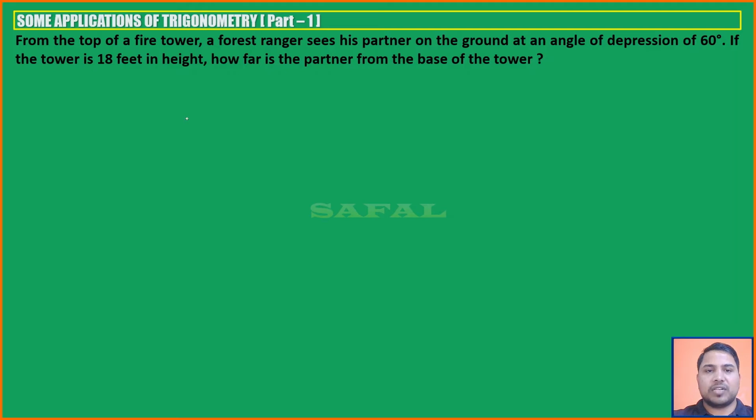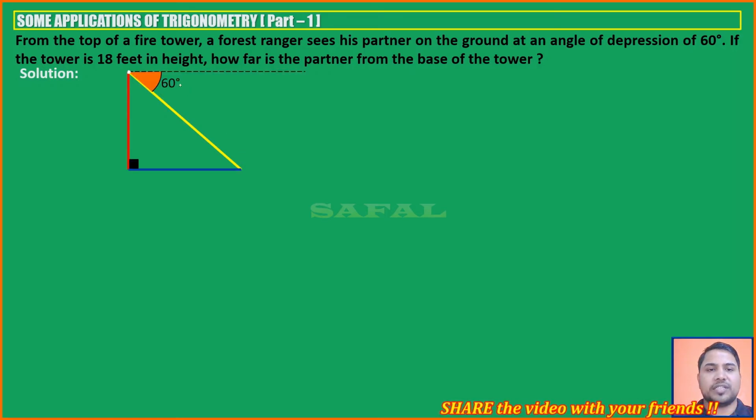From the top of a fire tower, a forest ranger sees his partner on the ground at an angle of depression of 60 degrees. If the tower is 18 feet in height, how far is the partner from the base of the tower? So let us visualize the situation. I have taken the fire tower which is red in color. Now of course the forest ranger is on the peak of this fire tower, right? So he is observing his partner on the ground at an angle of depression of 60 degrees. So you can see the angle of depression is 60 degrees and of course the partner is somewhere here.